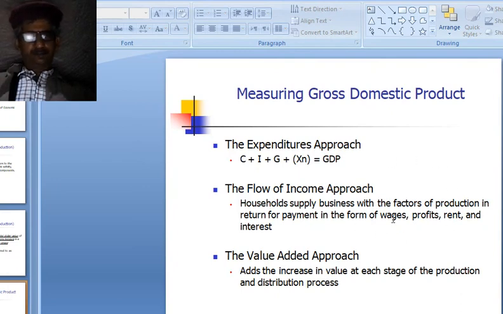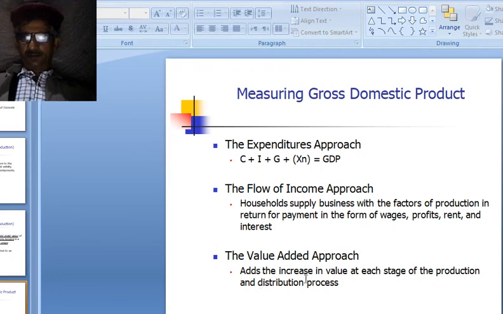So households mean any person who is working on behalf of his or her family, who is earning a living for his or her family. Households are the main source of the supply of the factors of production. They supply labor, land, and capital. They are even the suppliers of entrepreneurial ability. And in return, labor earns wages, entrepreneurs earn profits, land earns rent, and capital earns interest. The third approach or method to measure the GDP is the value-added approach.